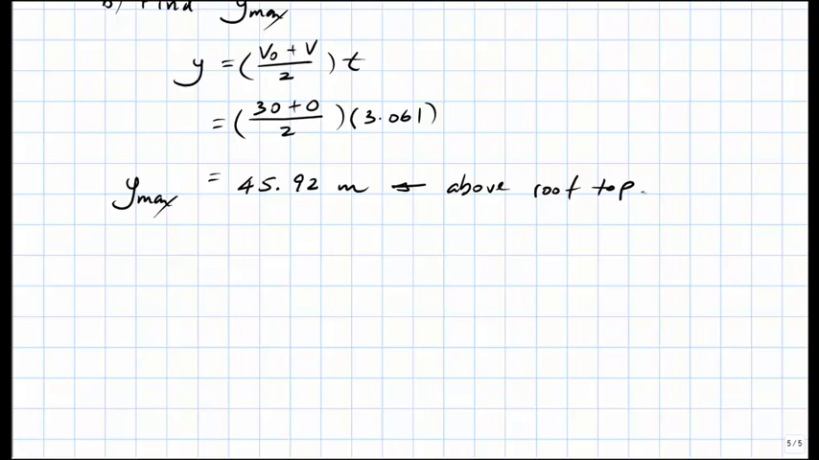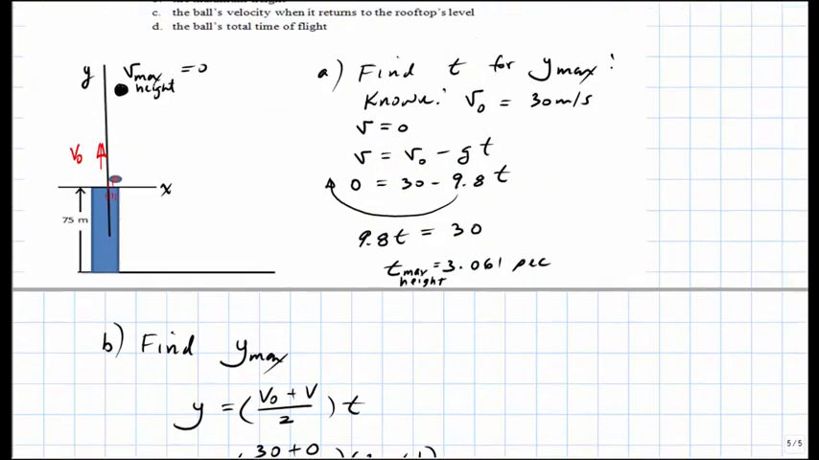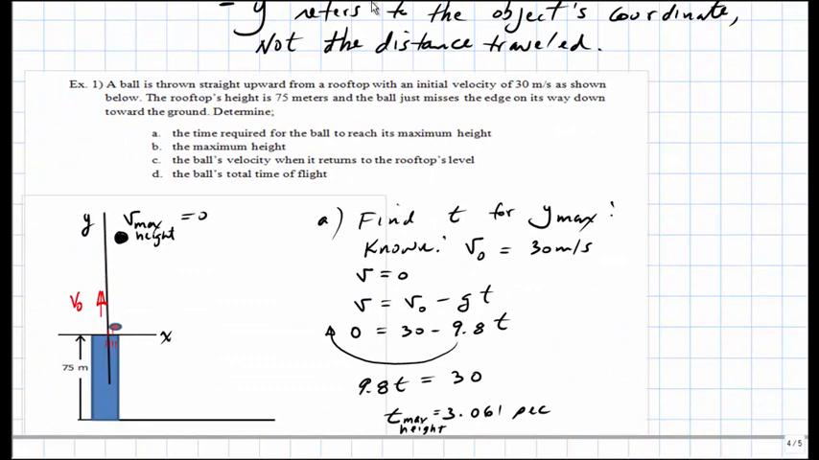Now, in part C, we want to determine the ball's velocity when it returns to the rooftop's level. So in other words, we have to draw a third location for the ball. The ball is now over here, and it is traveling downwards. Again, it just missed the edge of the rooftop on its way down, and we would like to find the velocity of the ball right here.